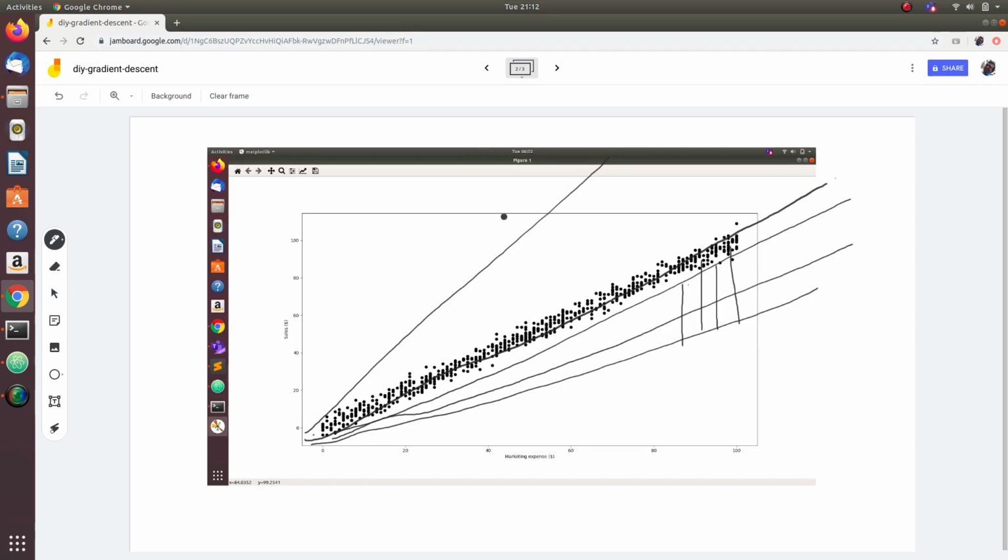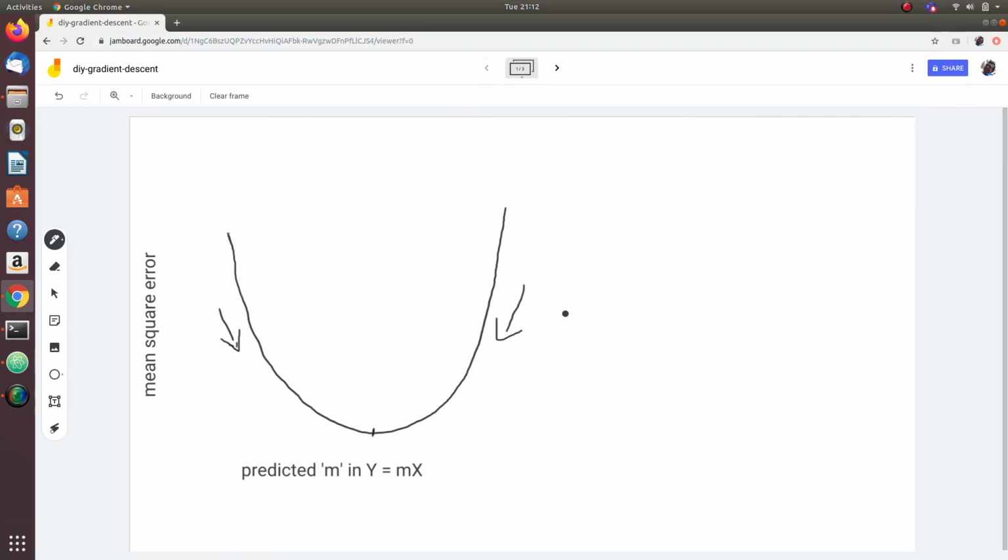So how do we know how to change the value of m such that the error reduces at each step? If we look at the error function, that is, if we plot the mean square error between the predicted and actual values versus m, in this particular case we will get a curve like this. On the right hand side, if the value of m is too large, then we see that the slope of the curve is positive. That is, if we make a small change to m, the error increases. On the left hand side, the slope of the curve is negative. That is, if we make a small change to m, the error decreases.